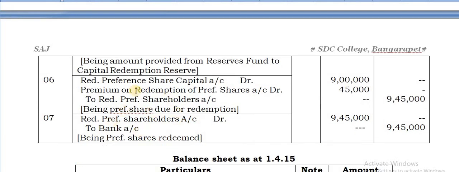The last two entries you are aware of. What for is this? This is for redeemable preference shares due for payment, and this is for actual payment. In 9 lakhs the premium is 45,000, totally 9,45,000 payable. Okay, that is being paid.